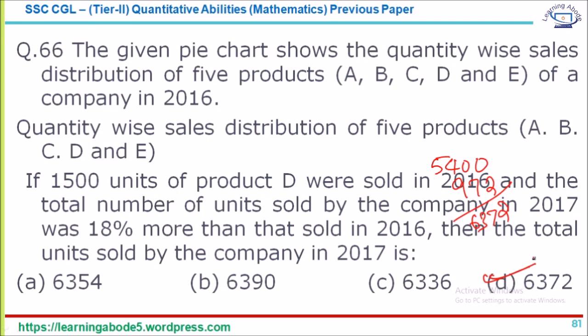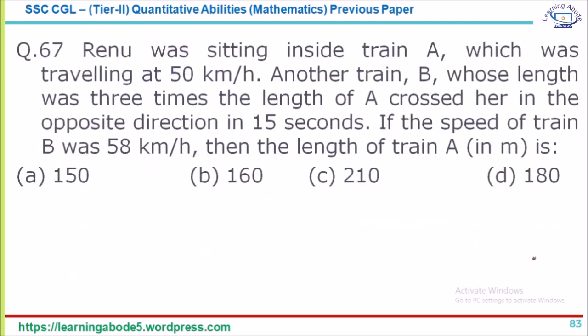So it's a very simple and straightforward question. Question number 67. So this was one of the questions that was marked as a discrepancy. So let's see why. Renu was sitting inside a train which was traveling at the rate of 50 km per hour, and another train whose length was 3 times the length crossed her in the opposite direction in 15 seconds. So speed of the train was 58 km per hour. Find the length of train A.